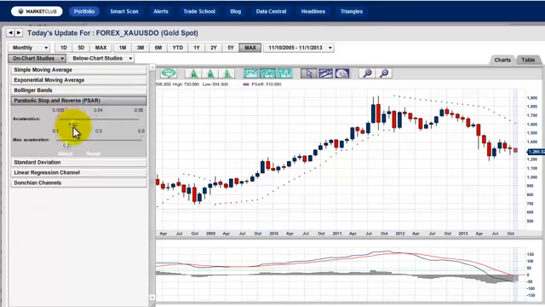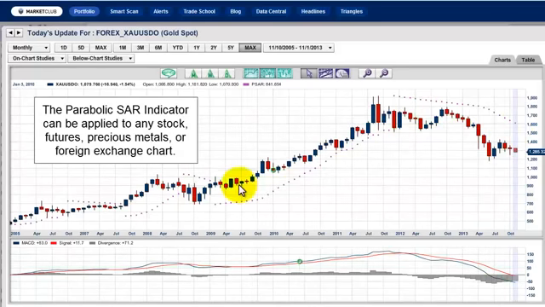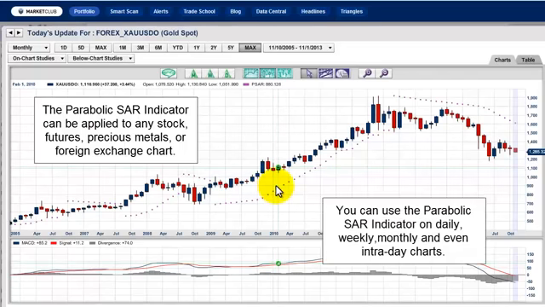We're just going to leave it at the default settings, 0.02 and 0.2. You can also read about the indicator right here. So there we have it, already defaulted settings, and you can see we had a massive move up here and then an equally big move on the downside. The important thing is this is not a daily chart, it's a monthly chart, and you can use the PSAR on dailies, weeklies, and monthlies, and even intraday charts.